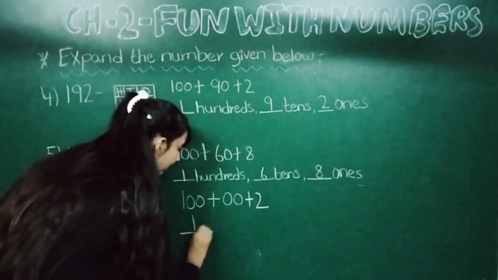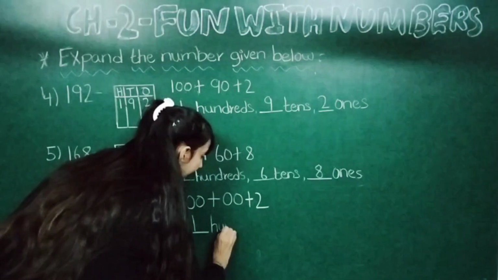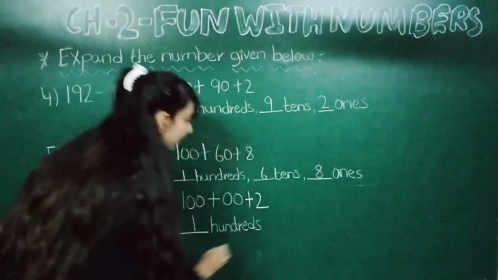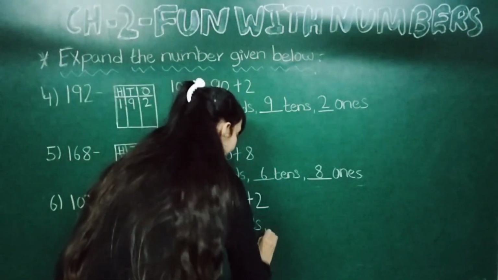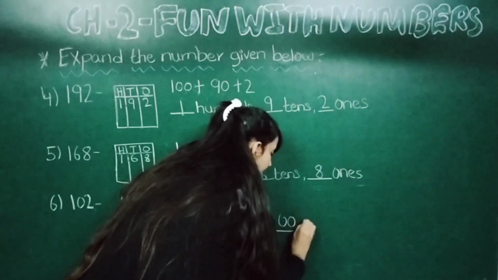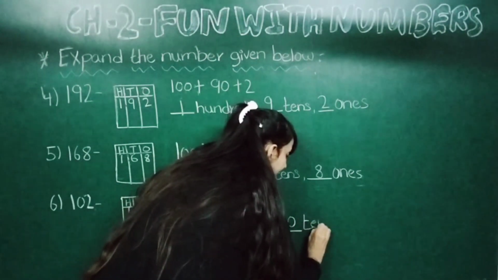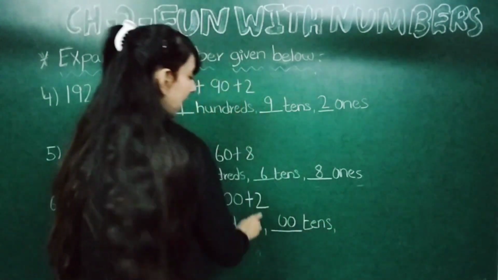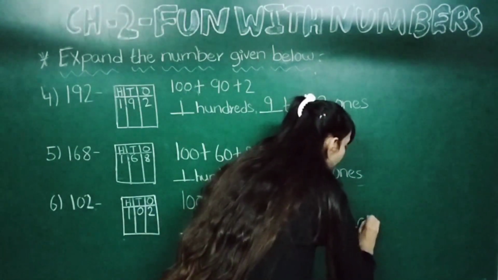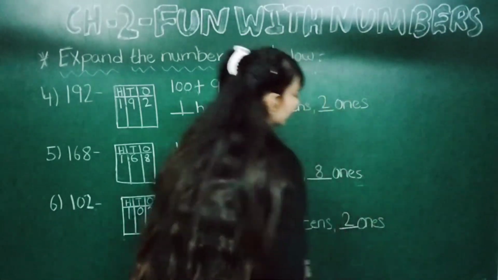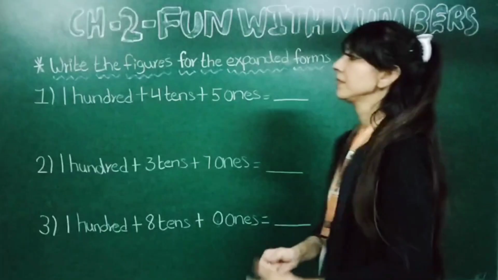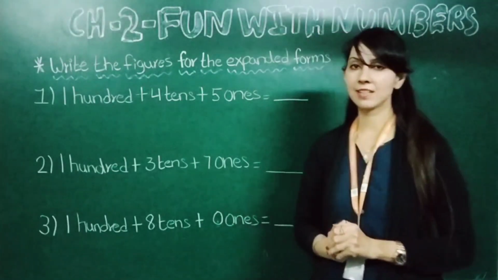Now how will we write this in expanded form? Here we will write 1, then hundreds. Okay. Now in this dash we will write 2 zeros. Okay. Then tens. Yes. Now in this blank it will come 2 ones. Understood how to do this? Yes. Now students, let's see another exercise.